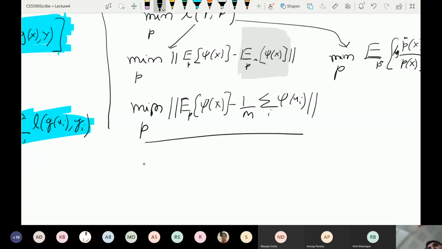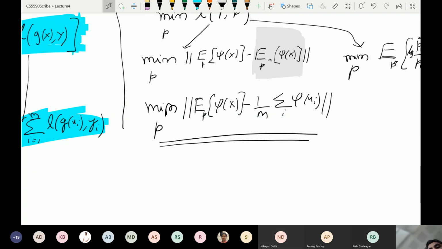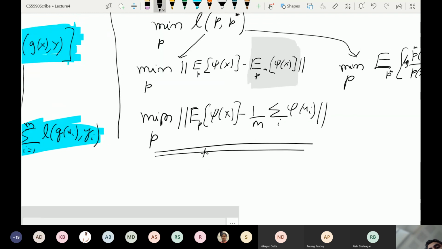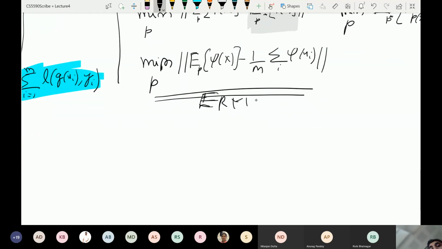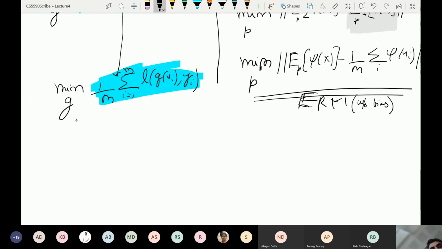How do you solve it? We'll come to it later, but is the problem clear? Yes, sir. So this is very similar to empirical risk minimization, right? So this is what it is. It is very similar to empirical risk minimization, but without any bias. Correct? Because we didn't put any restriction like this.